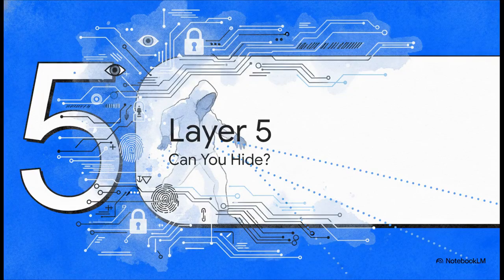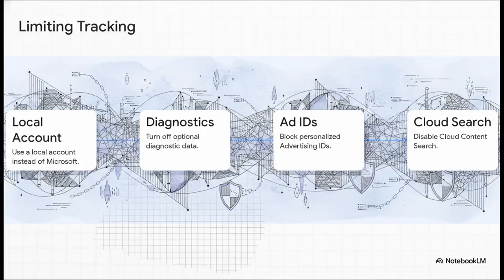Layer 5. Can you hide? So, you're probably asking yourself, okay, how do I get out of this? Well, you can definitely take a few steps to quiet things down. Switching to a local account, turning off optional diagnostics, blocking ad IDs, and disabling cloud content search. But keep in mind, while this absolutely reduces the noise and the telemetry events, it won't actually erase the underlying identifiers. The mesh is built right into the core of the OS.